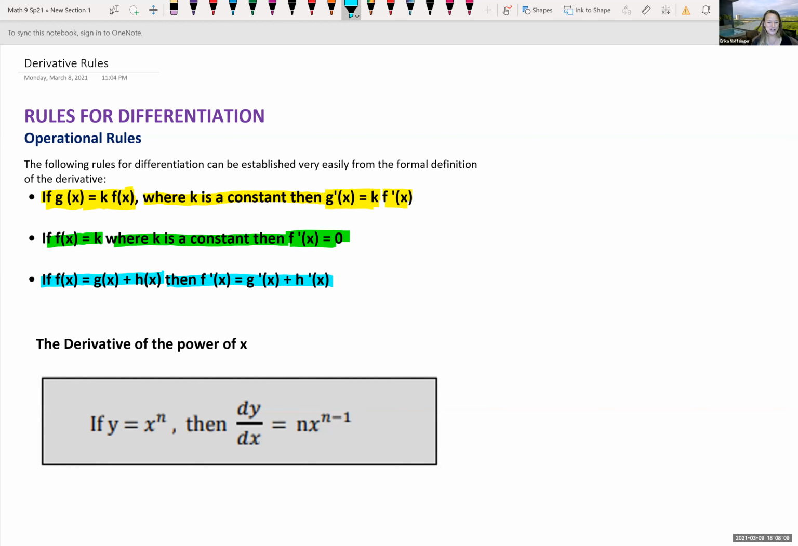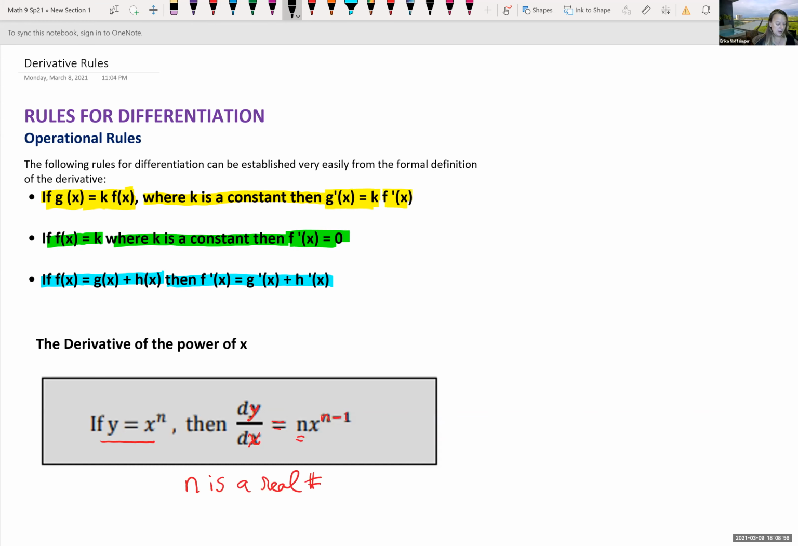And then we got this general power rule, which is really exciting. It makes our life so much easier. And that says if you have some function y equals x to the nth power, where n is a real number, then dy dx, so that's the derivative of our function y with respect to the variable x, is equal to, all we do is bring our exponent down front, times x, and then subtract one from that exponent. So n times x raised to the n minus one power.